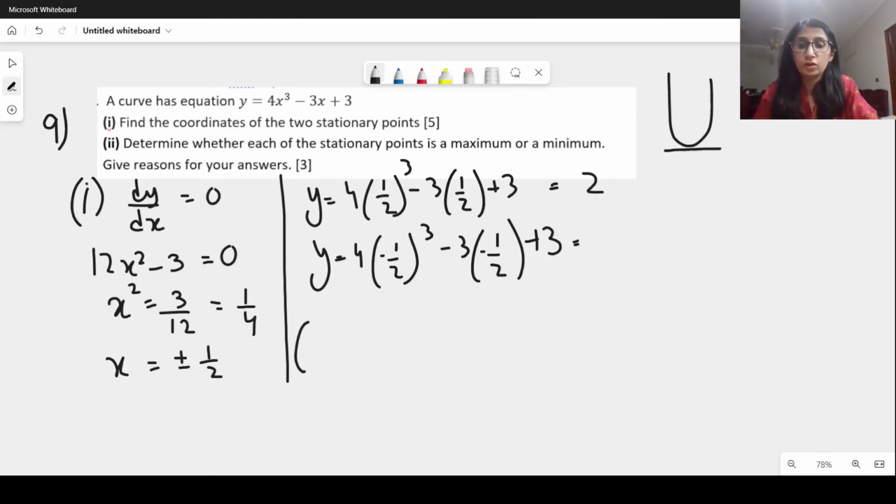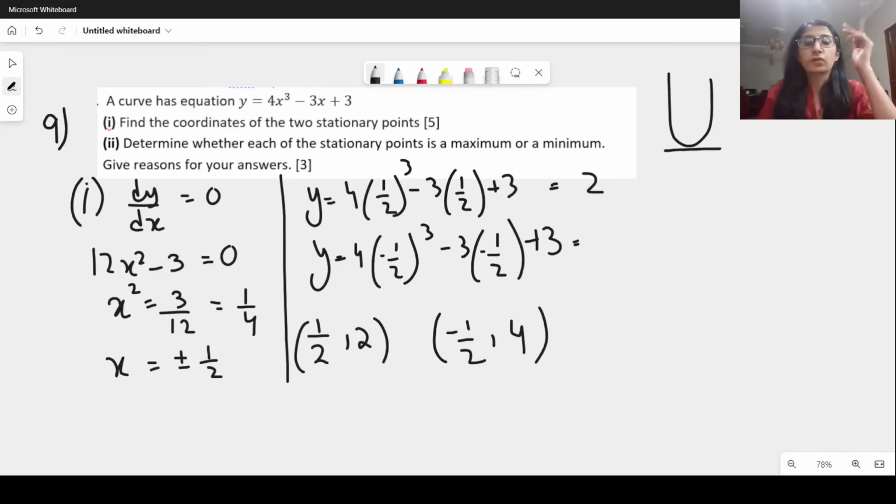So the first coordinates of the stationary points are (half, 2), and the other coordinates would be minus half comma, let's see, I'm going to change half to minus half. Okay, so that gets me a 4. So (half, 2) and (minus half, 4) are the coordinates of the stationary points. Part 2.